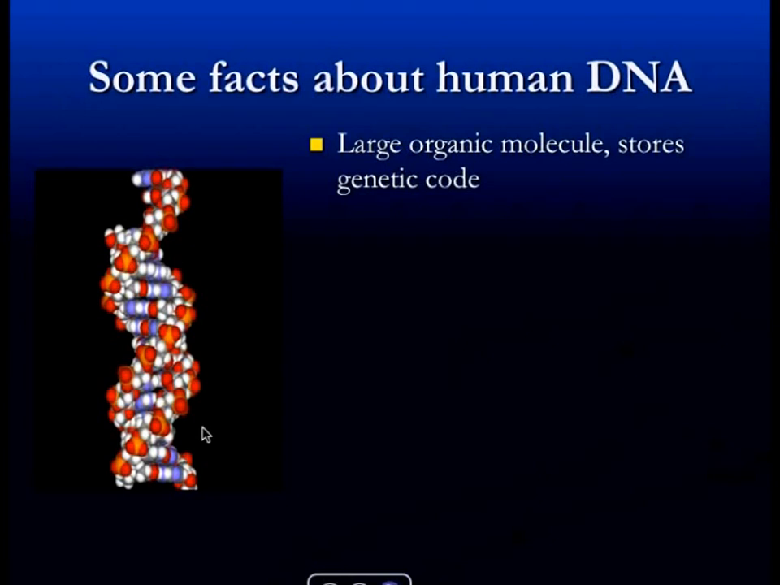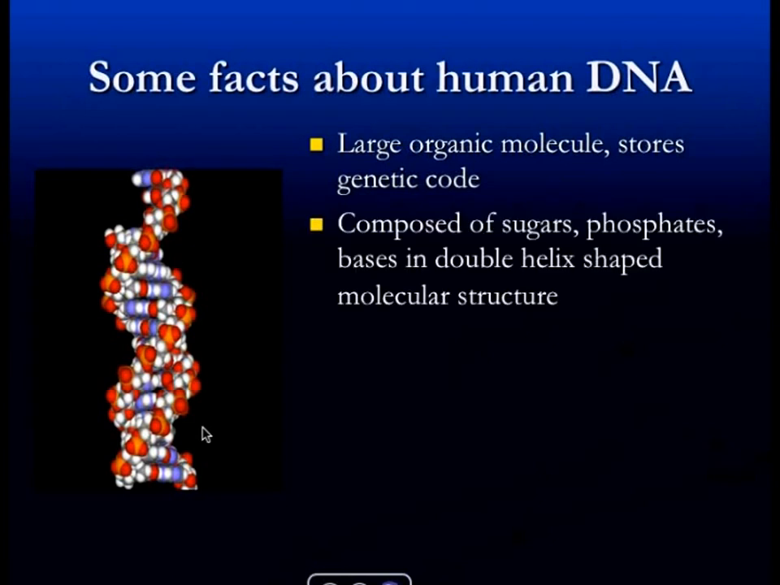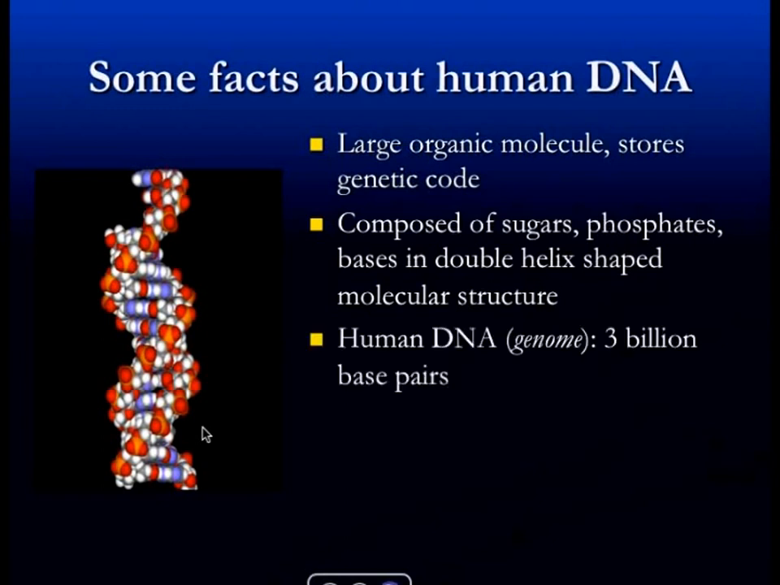Okay? Some facts about DNA. It is a large organic molecule. It stores the genetic code. It is composed of sugars, phosphates, and bases in a double helix-shaped molecular structure. Your genome, the book of you, has about 3 billion base pairs. That sounds very impressive, but it's actually not particularly long for organisms on Earth. The longest genome is about 6 billion base pairs and belongs to an amoeba.